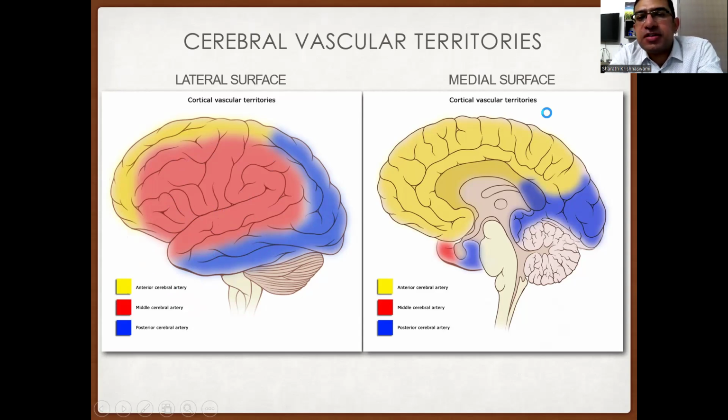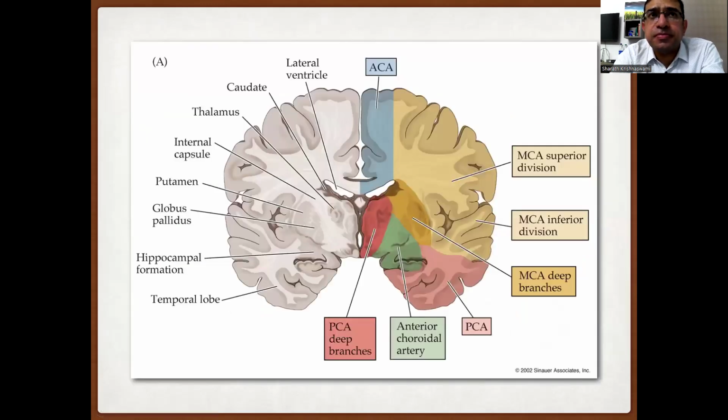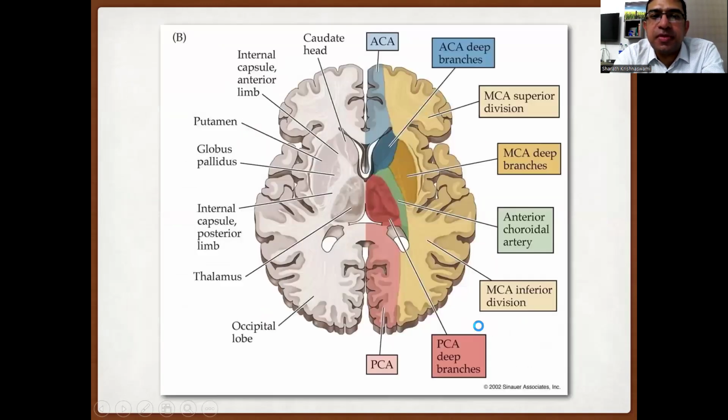When it comes to the cortical vascular territories of the medial side of the brain, the major aspect of the brain is supplied by the anterior cerebral artery. And if you look posteriorly, the blue is supplied by the posterior cerebral artery. Coming to the coronal section of the brain, you can see that the medial aspect of the lobes is supplied by the anterior cerebral artery. The yellow, which is the major part, is supplied by the superior and inferior divisions of the middle cerebral artery. And this portion here in red is supplied by the posterior cerebral artery.